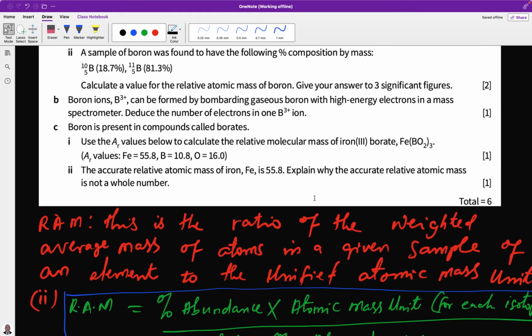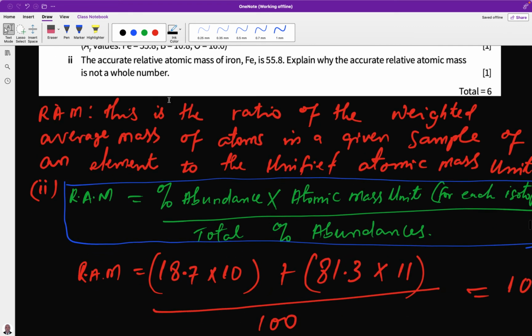A sample of boron was found to have the following percentage composition by mass. They gave us boron 10 to have 18.7 and boron 11 to have 81.3. I call it boron 11 because it has a nucleon number, or what we call atomic mass, of 11, and boron 10 because its atomic mass is 10. And I gave the formula to calculate the relative atomic mass.